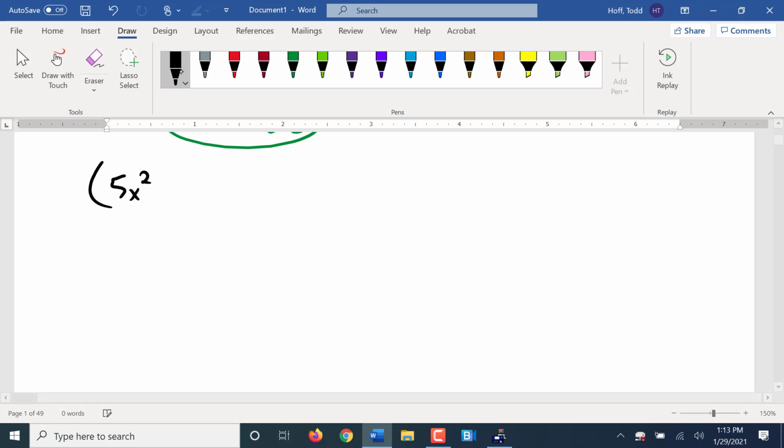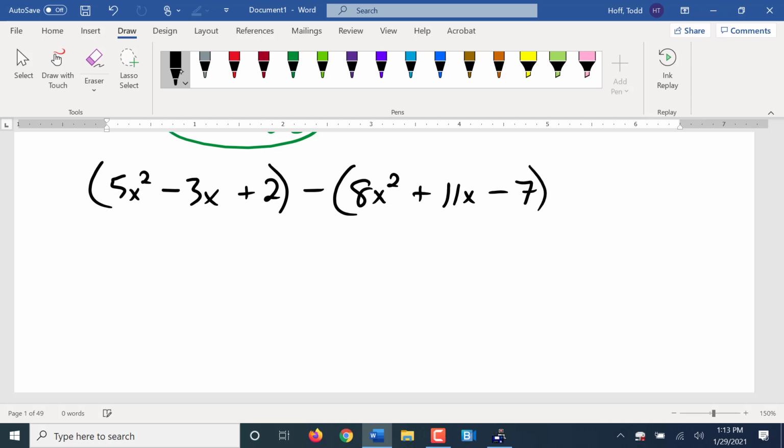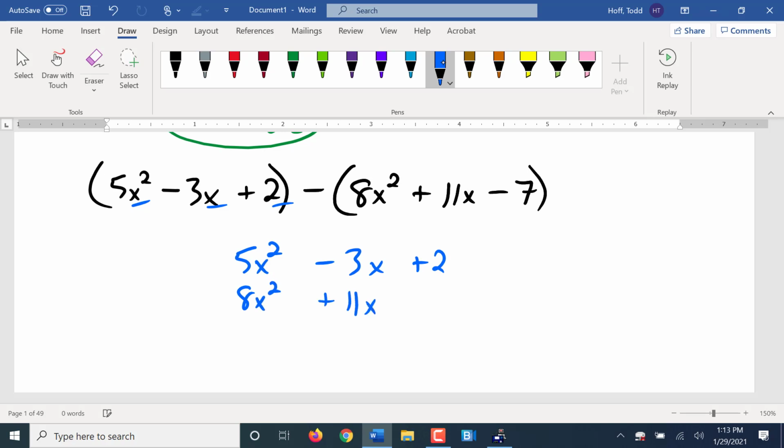We might have 5x squared minus 3x plus 2 minus 8x squared plus 11x minus 7. So remember, we do these just like whole numbers. Our place values are x squared, x, and 1s. So we'll rewrite this 5x squared minus 3x plus 2. Then we'll rewrite the other number underneath it. The 8x squared goes under the 5x squared. The positive 11x goes under the negative 3x. And the negative 7 1s goes under the positive 2 1s. And we are subtracting down these columns.